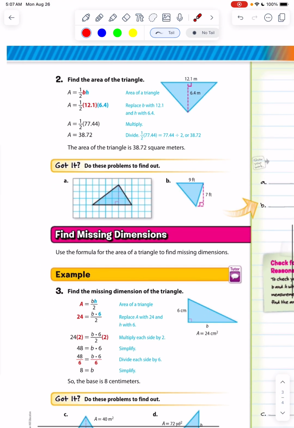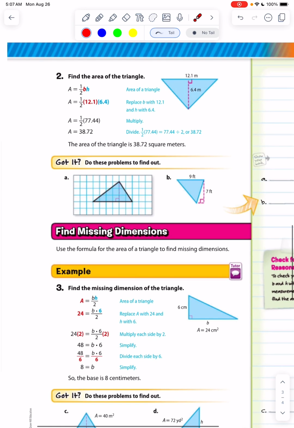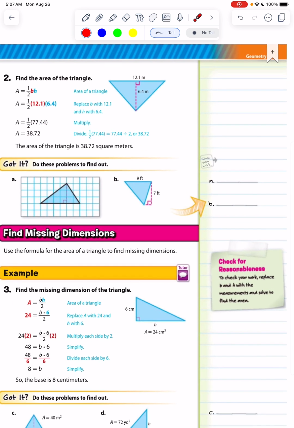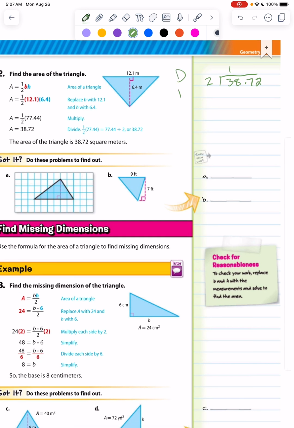Moving on. This one says find the area of the triangle. And so they just did 12.1 times 6.4, which was 77.44. Divided that by 2. Do we need a refresher on long division, perhaps? That's a possibility, right? So 2 into 38.72 once. Oh, so remember it's divide, multiply, subtract, bring down, repeat. So now I multiply.